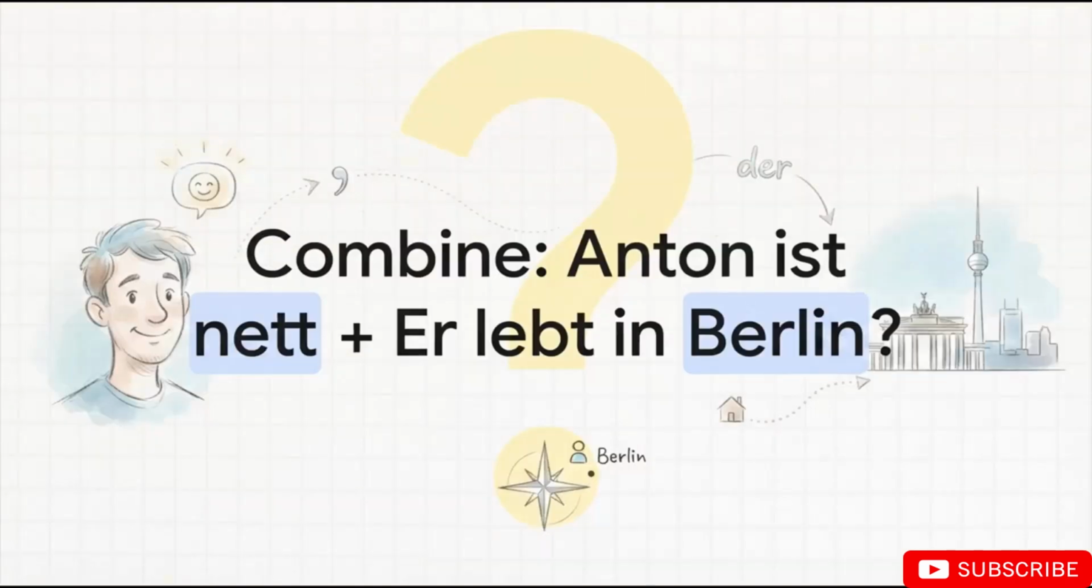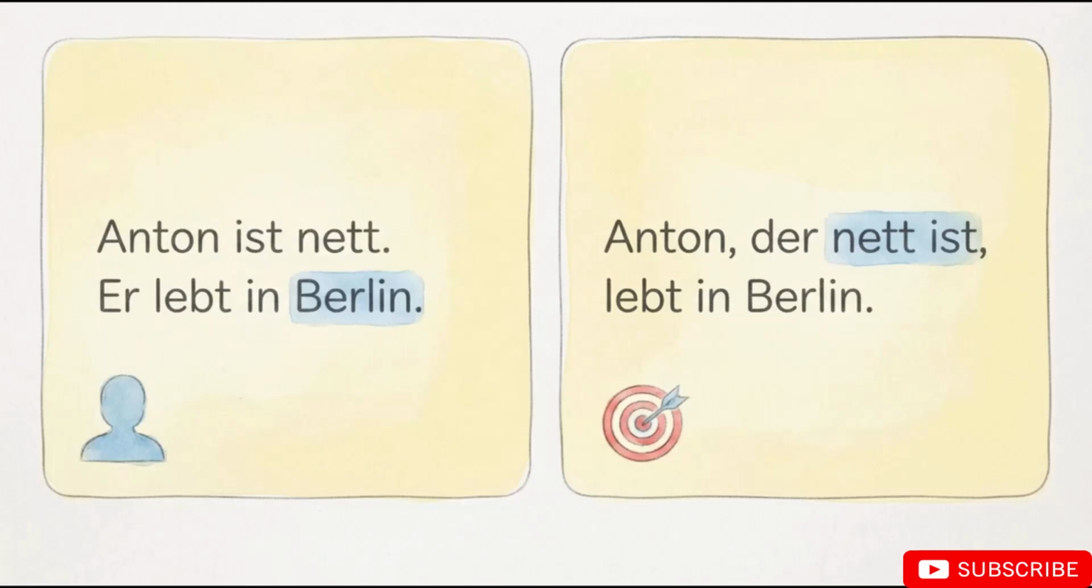We have Anton ist nett. Anton is nice. And lebt in Berlin. He lives in Berlin. Now, I want my main idea to be that Anton lives in Berlin, but I want to sneak in the fact that he is nice directly after his name. How do we embed that clause? And this brilliantly illustrates that embedded structure. Anton, der nett ist, lebt in Berlin.